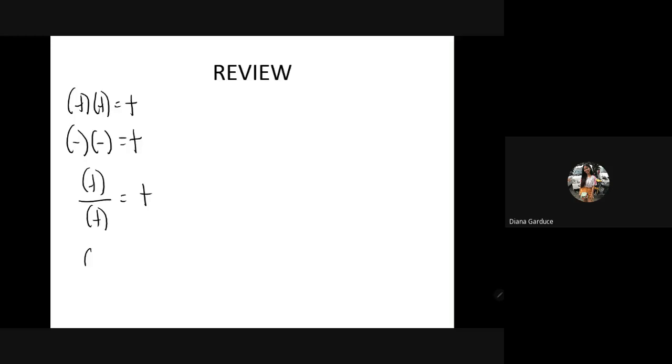Okay, as a sort of review, let's recap how to solve integers. When you multiply two positive numbers, the product is positive. When you multiply two negative numbers, the product is also positive. The reason behind this is that when you multiply two like signs, the answer is always positive. When you divide two positive numbers, the quotient is positive. When you divide two negative numbers, the quotient is positive as well.